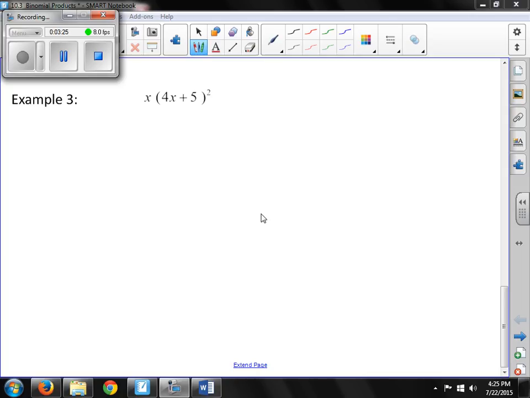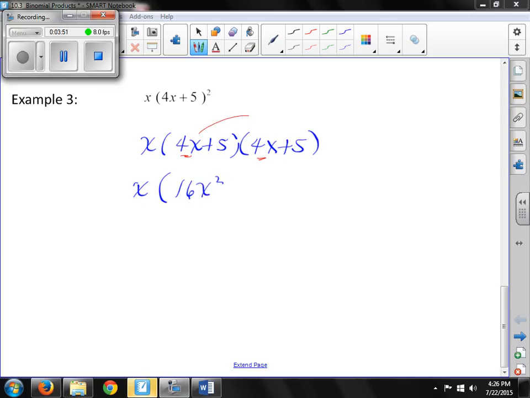Example 3. Now here I have a monomial to multiply times a binomial squared. So I'm going to write out my implied multiplication for my binomial squared. So I'll have x times, I'm going to multiply the first, 4x times 4x would be 16x squared. The outside, 4x times 5, would be plus 20x. The inside, 5 times 4x, would be plus 20x. And the last, 5 times 5, would be plus 25.